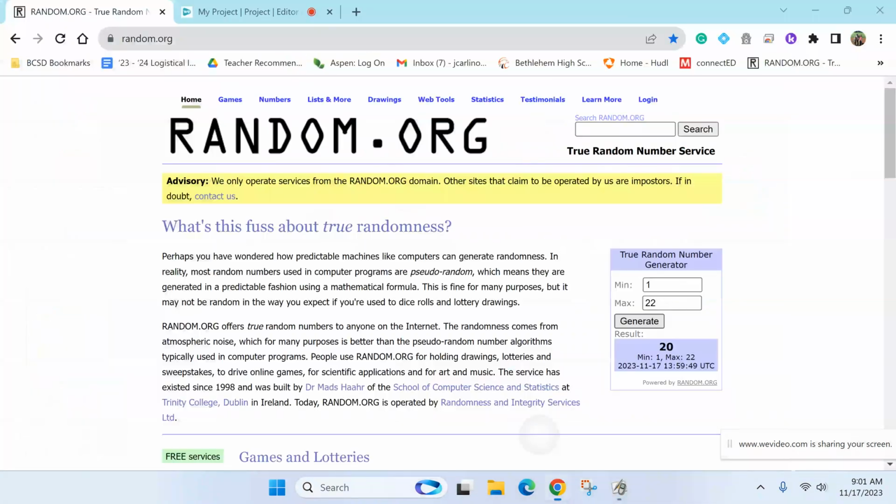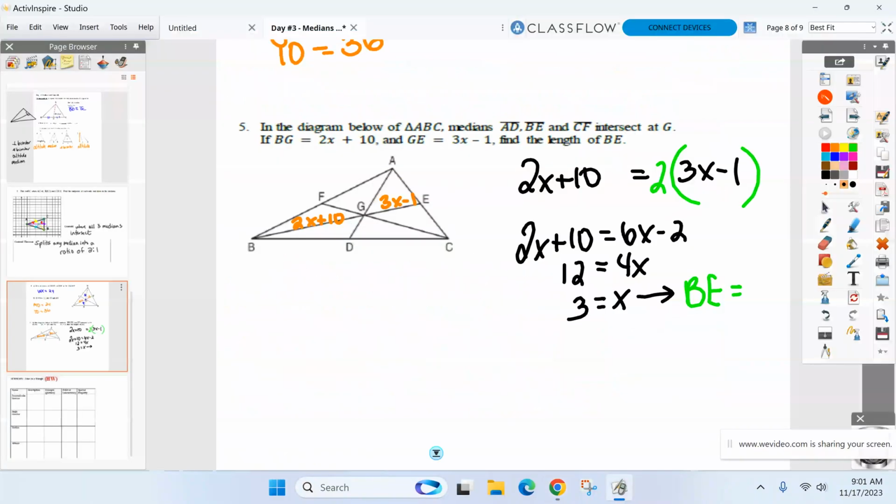And when you're ready, what'd you find? I know X is 3, but I had to use X to get to BE. Let me know what you got for BE. 24. Yep, you got it, 24. Take 3, plug it in. You should get 8 and 16.